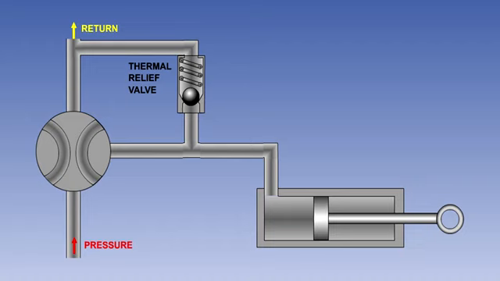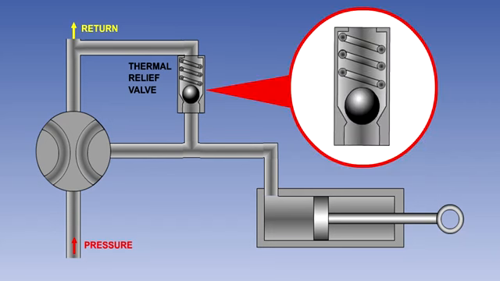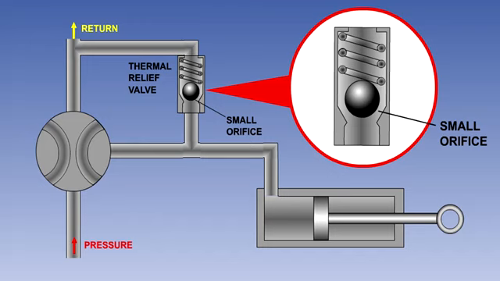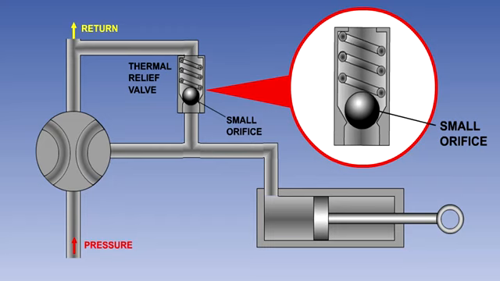Thermal relief valves are usually fitted in lines isolated by non-return valves or selectors. The fluid trapped in these lines will attempt to expand if the temperature increases. This will cause an increase in pressure. If the pressure rises to approximately 10% higher than normal system pressure, then it will overcome the spring, pushing the ball off its seat. This will open a small orifice, allowing a small amount of fluid to flow back to return, thus relieving the pressure, allowing the valve to close again.